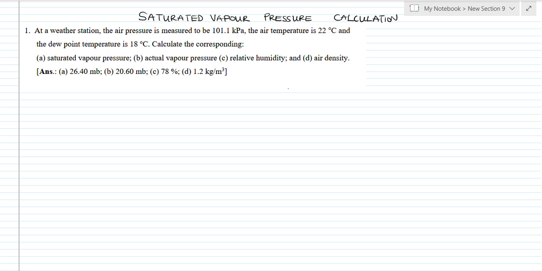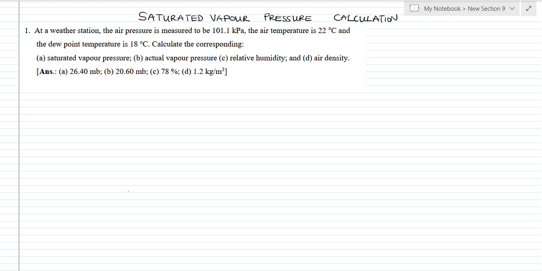We want to look at saturated vapor pressure calculation. It is very important to know the saturated vapor pressure, the actual vapor pressure, the relative humidity, and the air density. They are very important parameters to determine the amount of water that has been stored in the atmosphere, and that is what will yield the formation of precipitation or clouds.